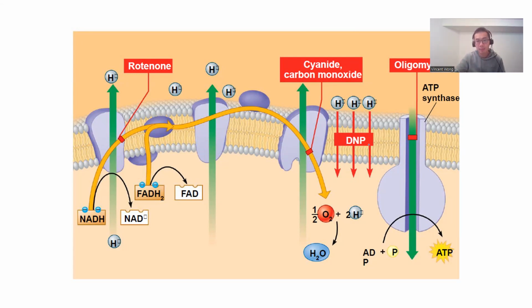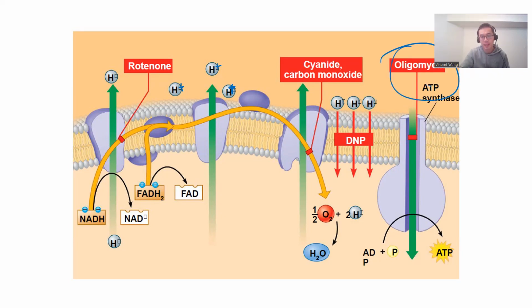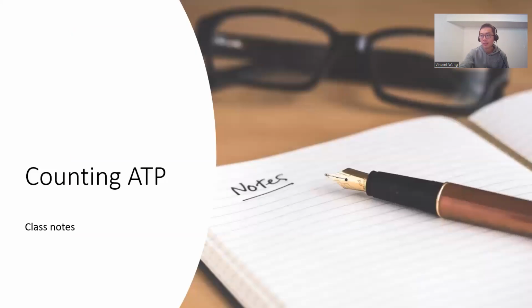DNP makes the membrane leaky. All the H plus is going to come in. I don't know why it doesn't show, but all these squares mean H plus, okay? And then the oligomycin binds to the ATP synthase and inhibits it completely. So also very deadly, of course. Counting ATP, we did that already, so that's fine.